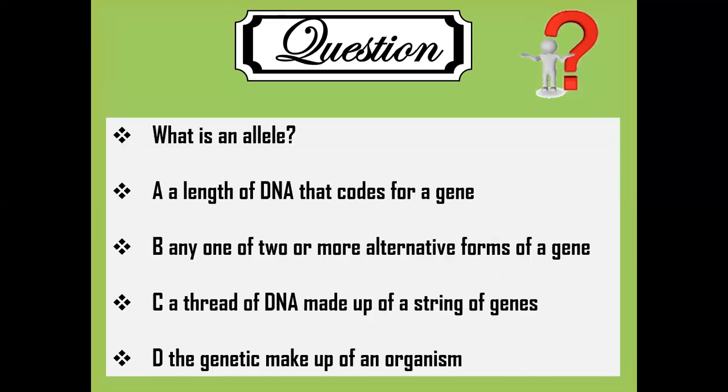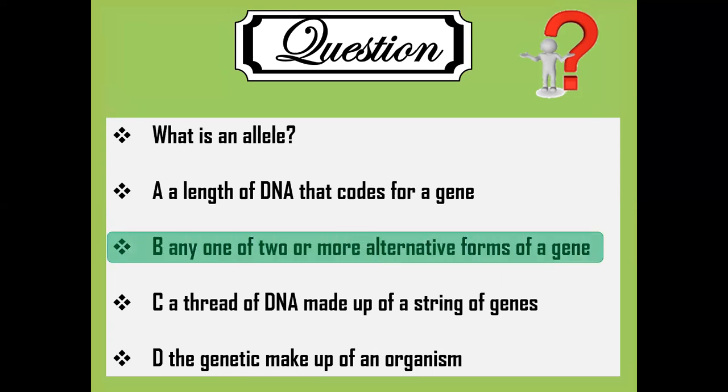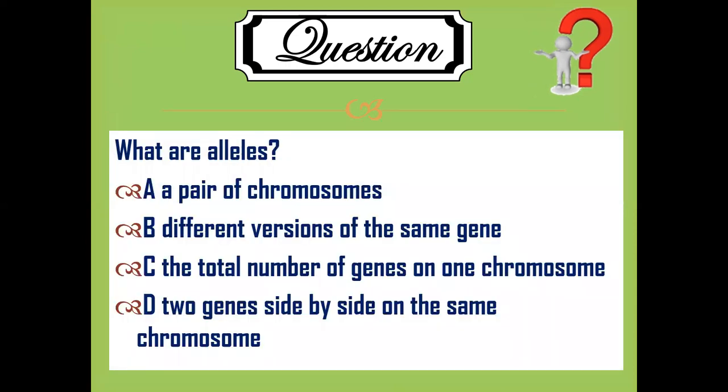Now, what is an allele? An allele is any one of two or more alternative forms of a gene. For example, the gene for eye color is one, but the alleles are two. In the same way, the gene for skin color is one, but the alleles are many. So the character is one, but the alleles appearing for that character may be different. These alternative forms of a gene are called alleles. What are alleles?